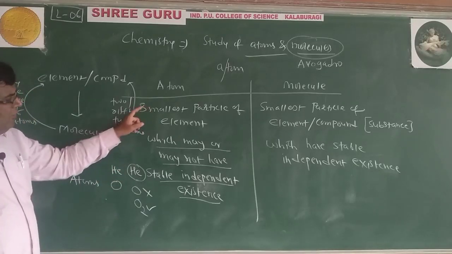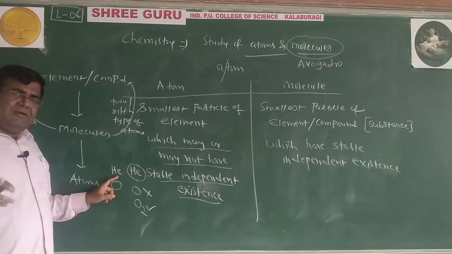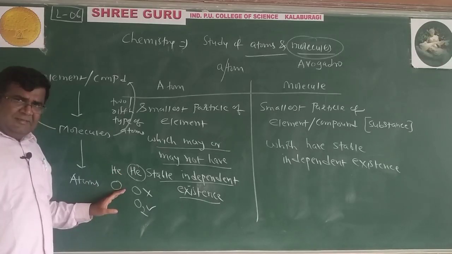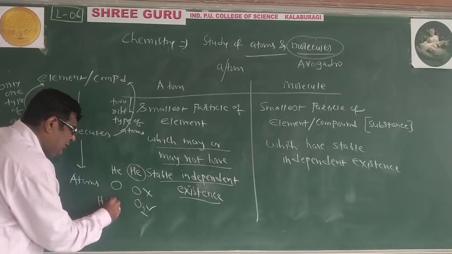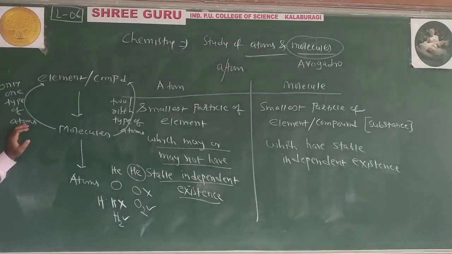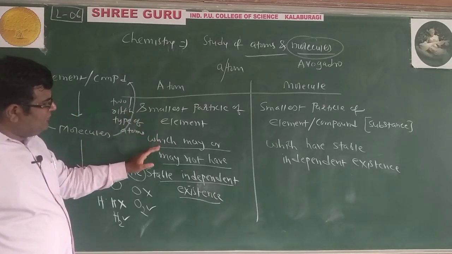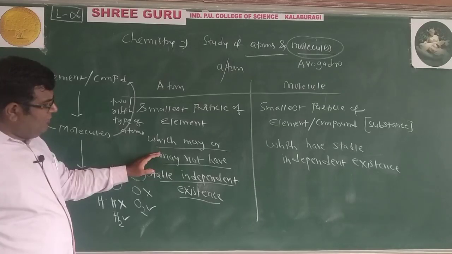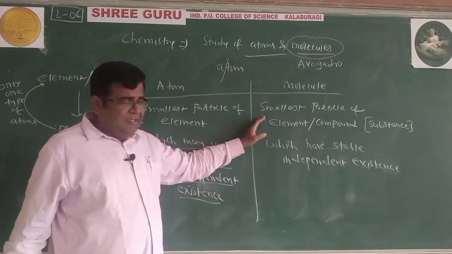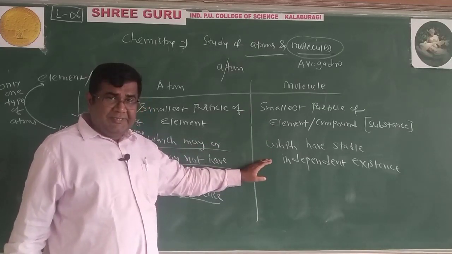So which elements' atoms have stable or independent existence? Noble gases. What about hydrogen? It won't exist as H. It exists as H2. Stable existence, like that. So the atom is the smallest particle of element which may or may not have stable independent existence, and molecule is the smallest particle of substance, which may be element or compound, which has stable independent existence.